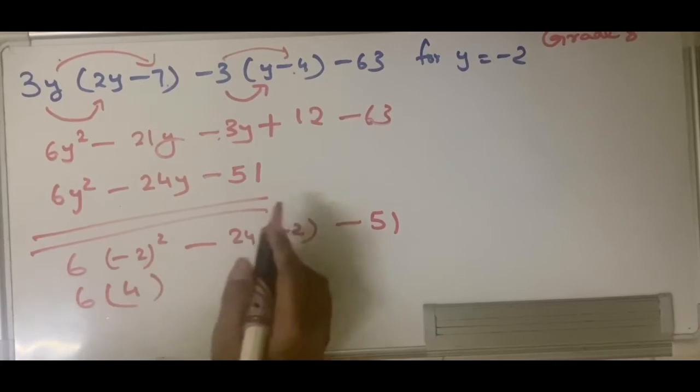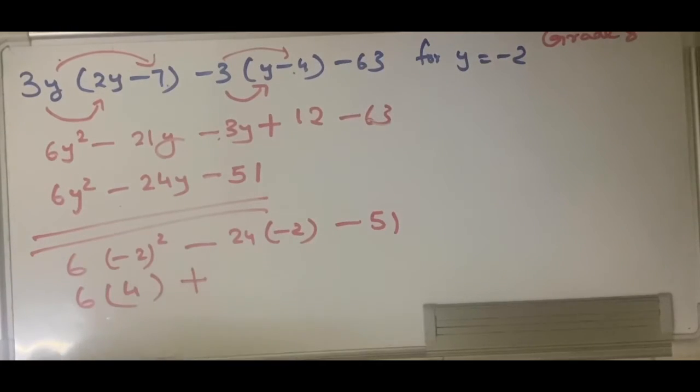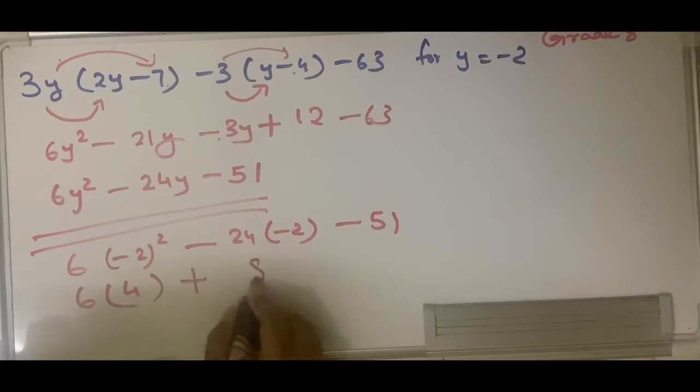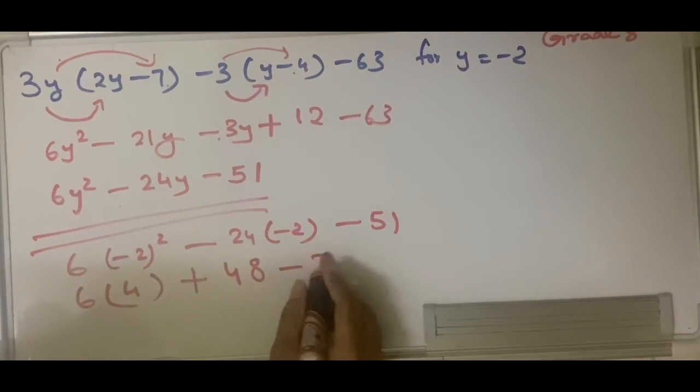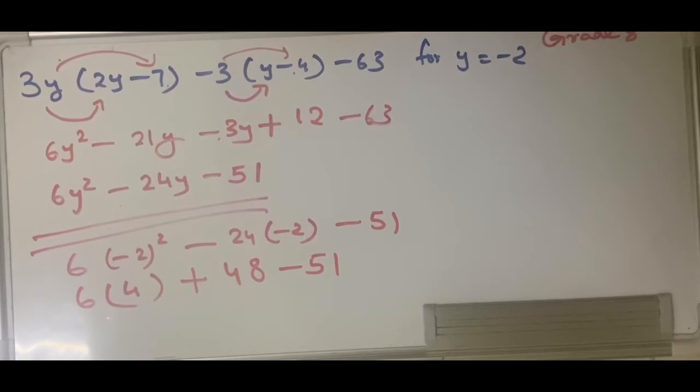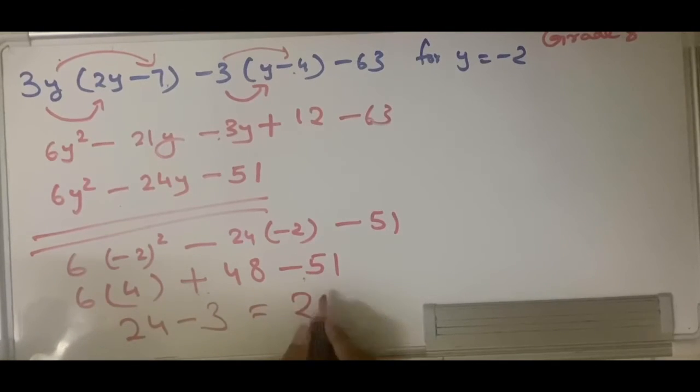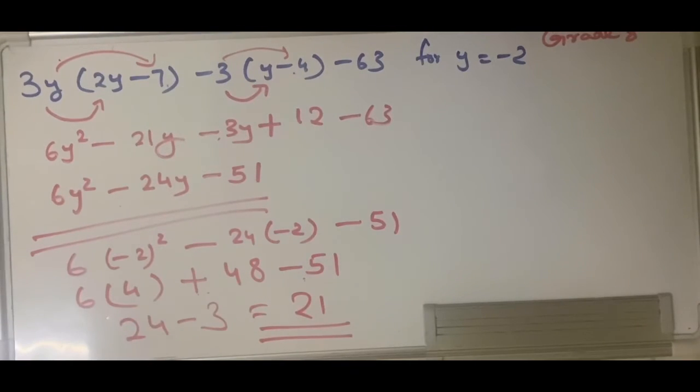Then minus 24 times minus 2, you have again two negatives, that is an even number of negatives, so the answer should be positive. And 24 times 2 means 2 times 4 would give you 8 and 2 times 2 is 4. Then you have minus 51. 6 times 4 you get 24 plus 48 minus 51. You have different signs, do the subtraction, right? And when you subtract them, the biggest number's sign should go to the answer, and 48, 49, 50, 51, which is 3. So you have 24 minus 3, which is 21. This is our final answer.